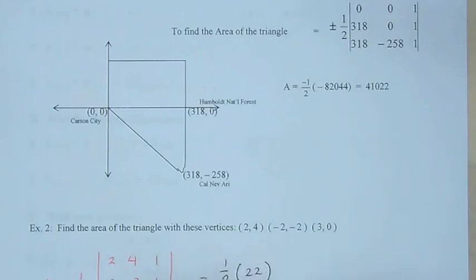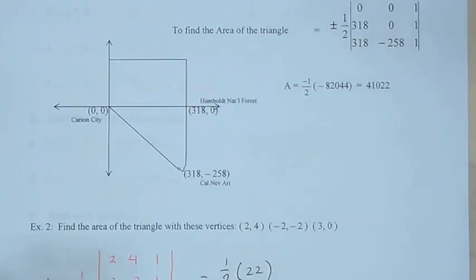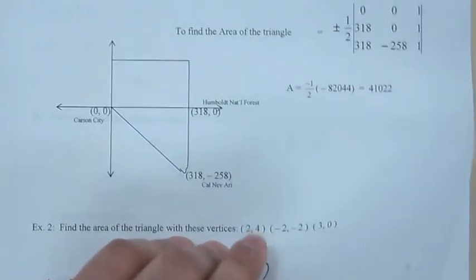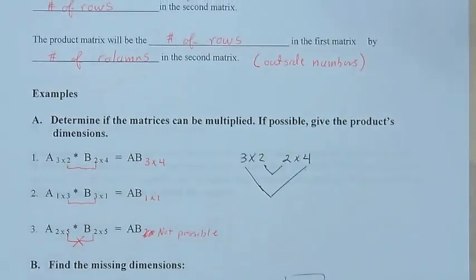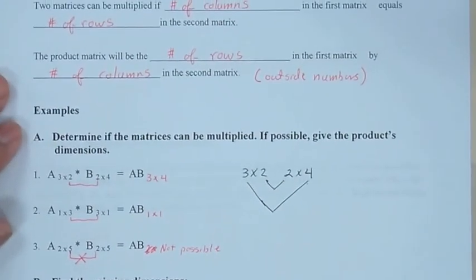Okay, plug this matrix into your calculator. Find the determinant of that, and the determinant of this matrix is 22. Because that's positive, we're going to multiply by positive 1/2, and the answer is 11 for the area of that triangle.